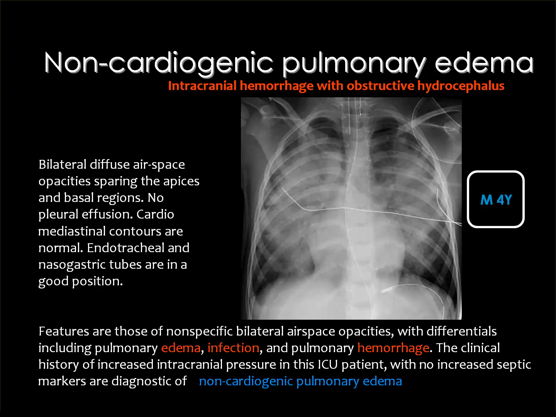And this is an appearance of a patient with intracranial hemorrhage and obstructive hydrocephalus. Then the chest X-ray showed extensive bilateral pulmonary opacities, giving the classic appearance of the bat's wings sign. Then in this case, the diagnostic possibilities may include edema or pneumonia or hemorrhage. But the clinical history of the intracranial hemorrhage in this ICU patient with no septic markers, no fever, and so on, are diagnostic of non-cardiogenic pulmonary edema.